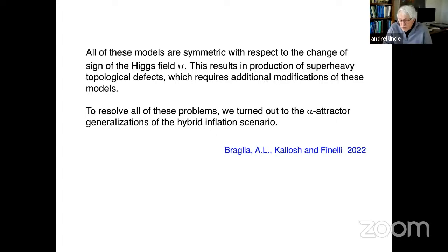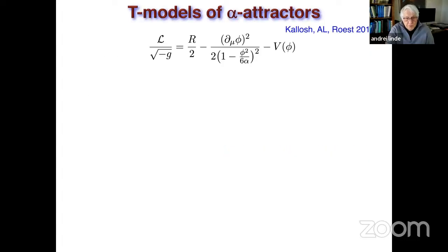So we discussed it, and it is possible to overcome these difficulties in several different ways. One of these ways we realized in our paper with Braglia, but that is not the only way. I will discuss it later. Okay, but first, a quick reminder: what are alpha attractors?